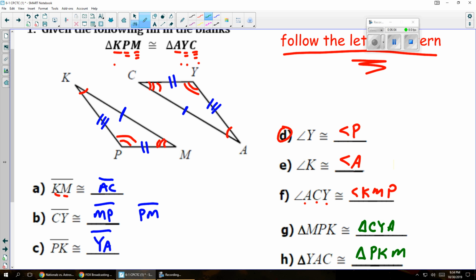So you can kind of double check and see, for example, that we know from looking up here, the K and the A go together. So I've got the K and the A going together. It's got to be that way for corresponding parts of congruent triangles to be congruent.